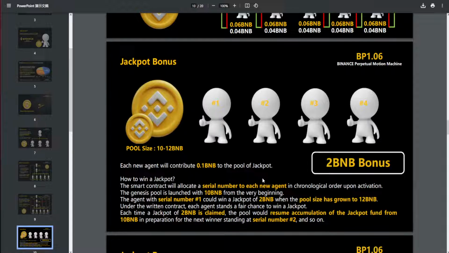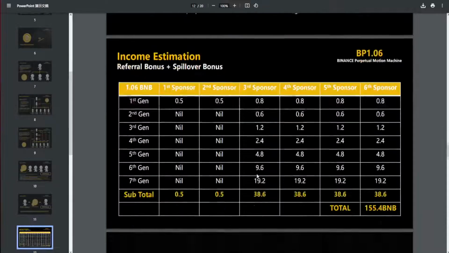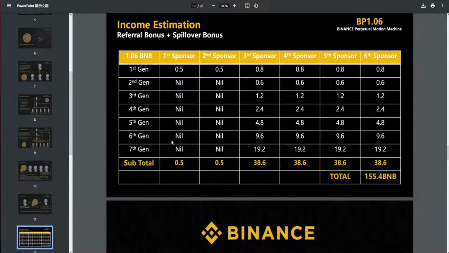So these are the bonuses here. There are 4 bonuses and 1 jackpot, so there are 5 different places for you to earn a profit. The most important and prominent ones are the referral bonus and the spillover bonus, which make up most of it. The level bonus and the jackpot bonus, the jackpot bonus is also quite decent, but there are fewer chances for it. So mostly it's the referral bonus and the spillover bonus that you need to focus on. Afterwards, this is the estimate given on how much you can make, but it includes the referral bonus and the spillover bonus and not the jackpot or level bonus.